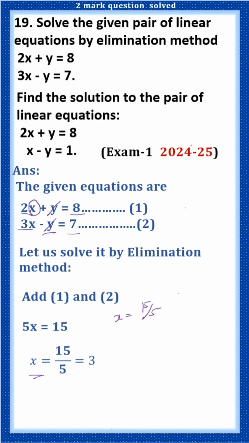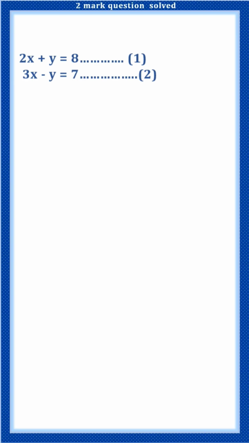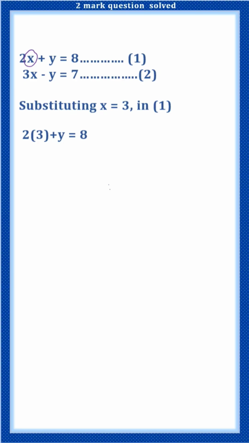Now we have found the value of x. Now let us find the value of y. How can we find the value of y? Let us substitute the value x is equal to 3 in equation 1. We can substitute it in either equation 1 or 2, but observe, equation 1 is easy. If we substitute x is equal to 3, you can get the value of y easily here. 2 into 3 plus y is equal to 8. 2 into 3 is 6. 6 plus y is equal to 8.